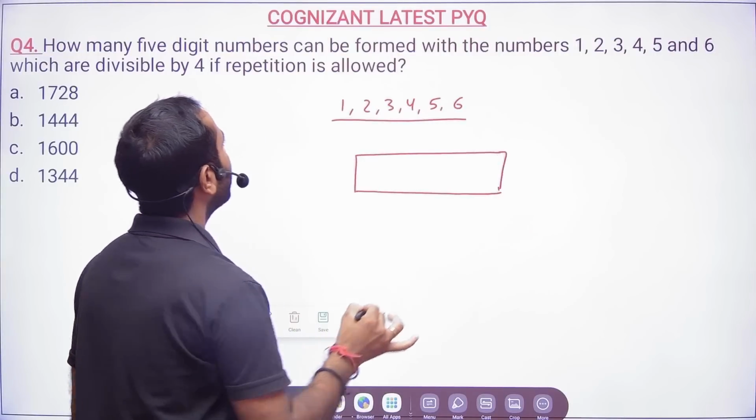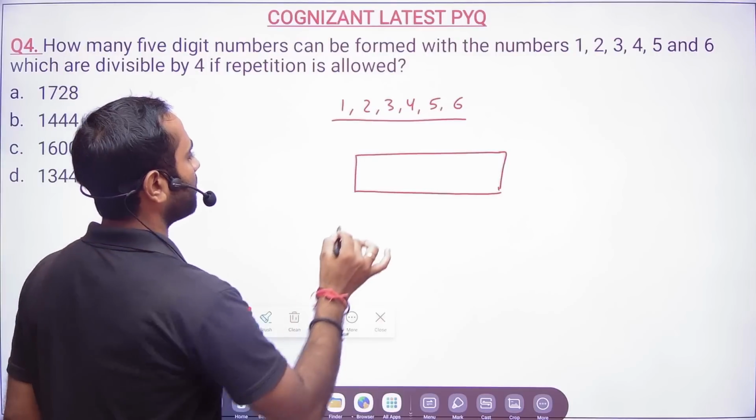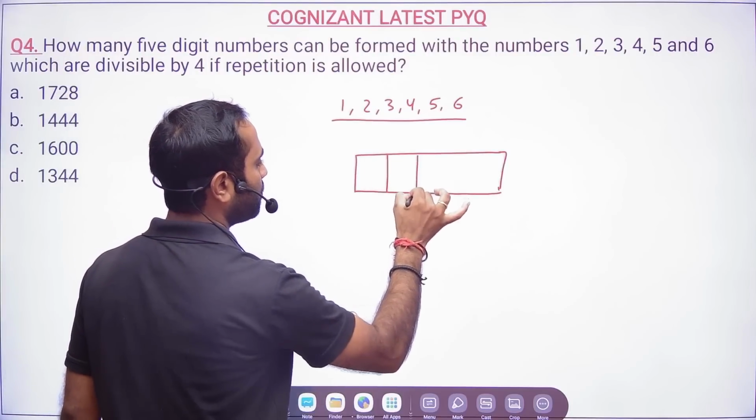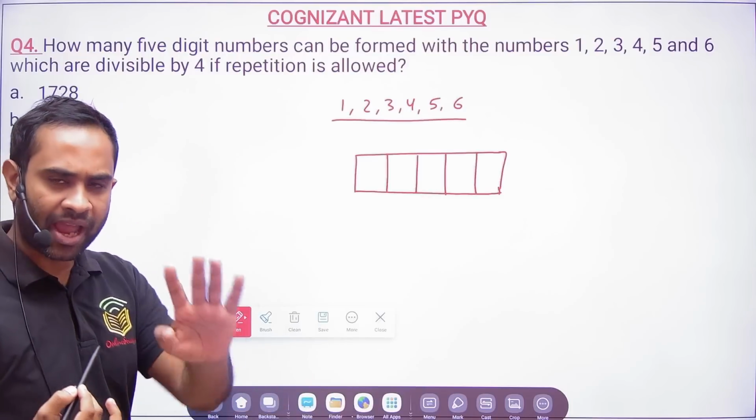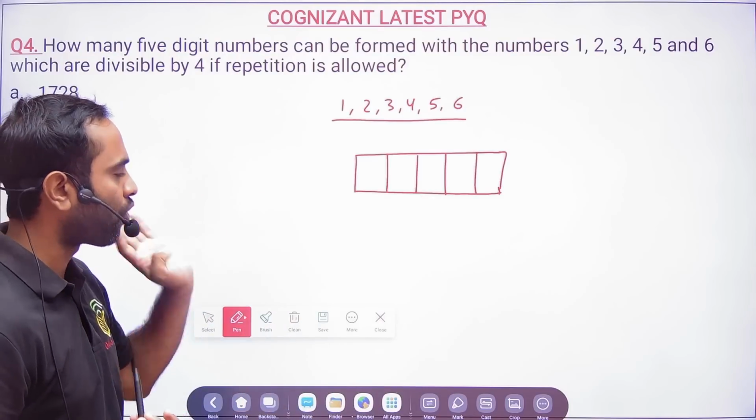So what do you have to make? You have to make a 5-digit number, 1, 2, 3, 4, 5. And this number should be divisible by 4, my dear friends.